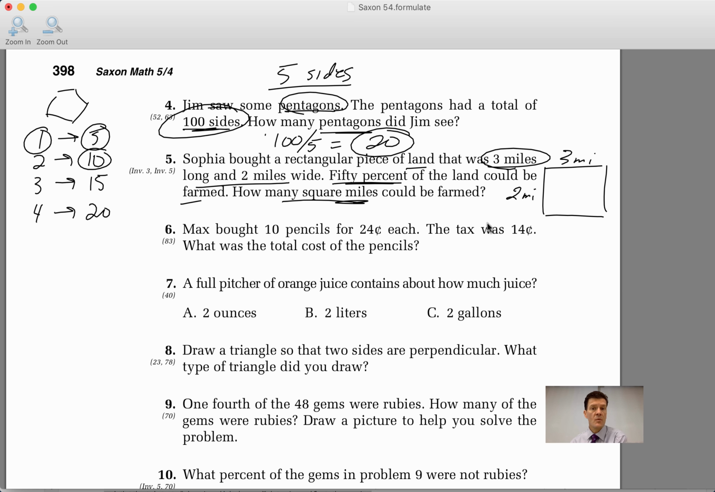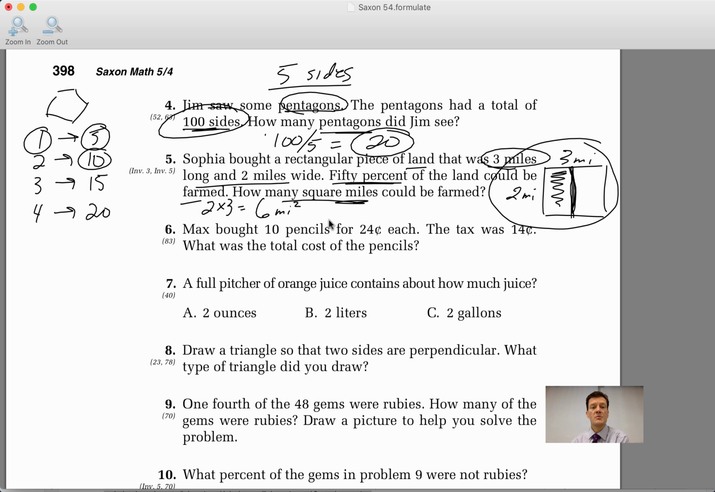So there's a couple ways to do this. 50%, you could just divide this right in half and then calculate the area of half of it. Or you can find the area of the entire thing, and to find area we take length times width for a rectangle. So that would be 2 times 3, which gives me 6 square miles.